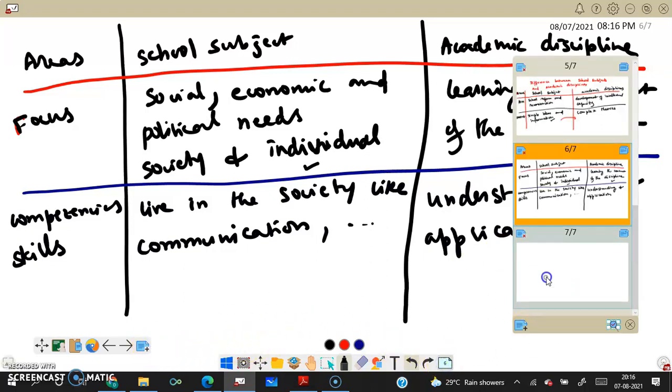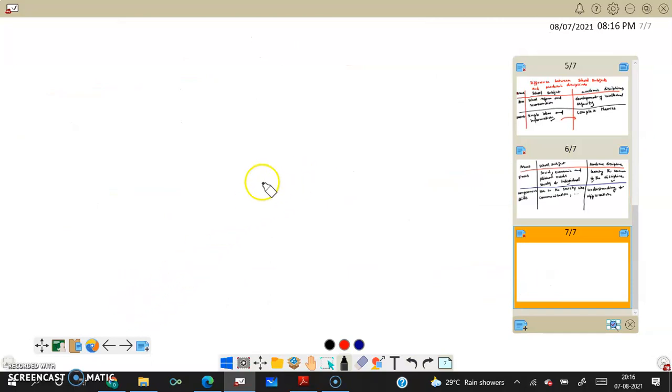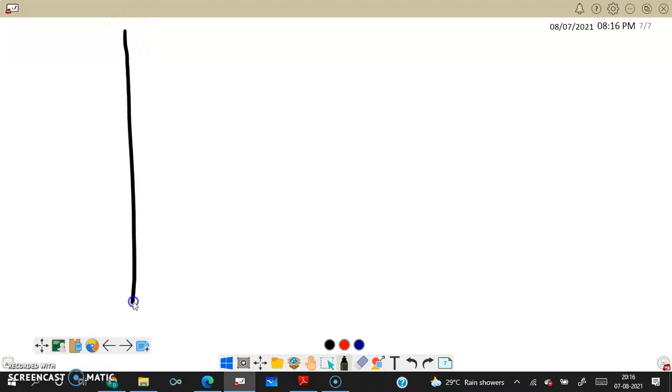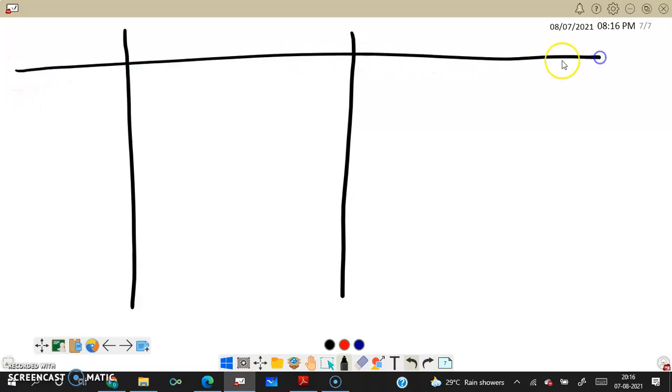Now we go to the next one. Same way, I will write the 3 lines. You know what these 3 lines refer to, right? Areas, school subject, and this is academic discipline.